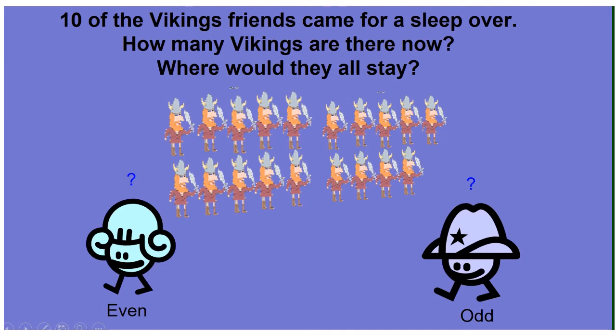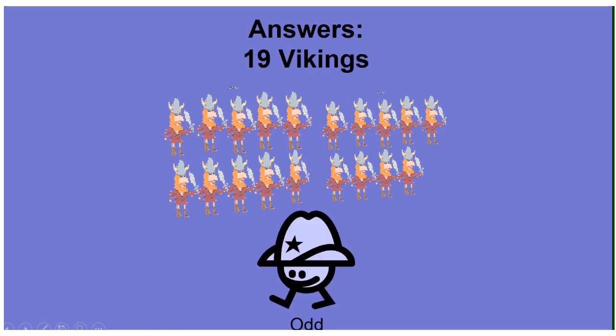10 of the Vikings' friends came for a sleepover. How many Vikings are there now? Where would they all stay? So we get 5 plus 5 plus 5 and 4. So how many Vikings are there and who are they going to stay with? Let's find out. So there are 19 Vikings all in all now, and 19 ends with 9. 9 is an odd number. So they are all going to stay with Mr. Odd.